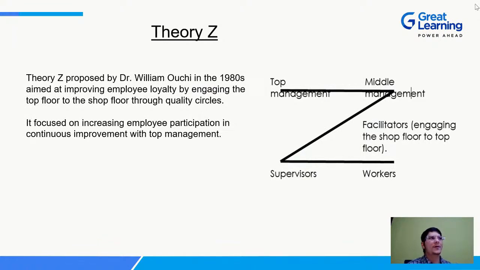So when the top management engages with the various layers of the organization, you see the loyalty. You see people working there. They believe in the top management. They believe in what are the objectives, what is the mission, what is the vision for the organization.